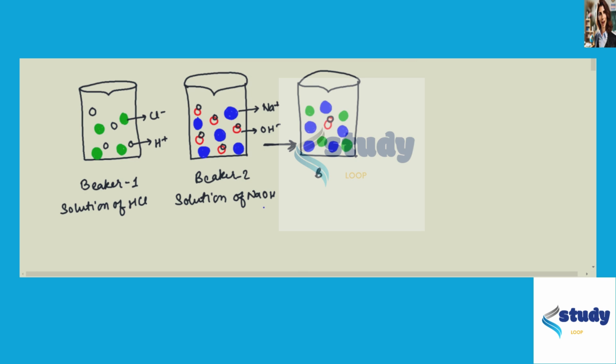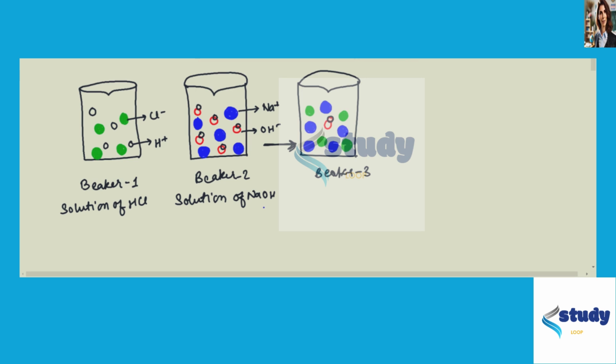So this is beaker 3. We will see how many ions will be there. We will just calculate. Beaker 3 is drawn. Alright, so now we need to find this.